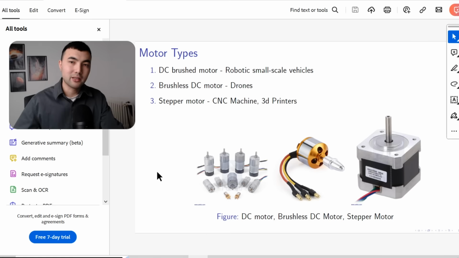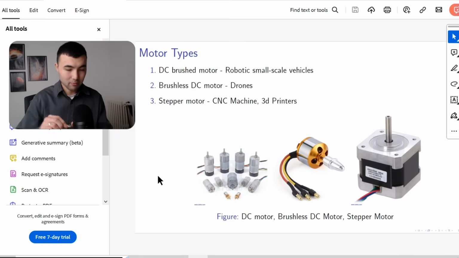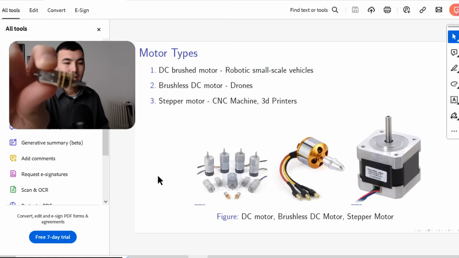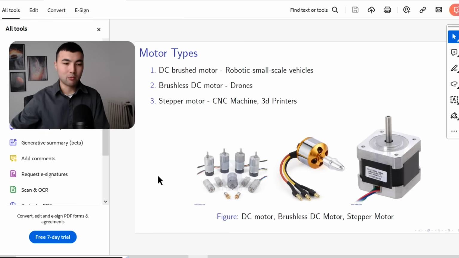So in the market, if you search on the web, you can find different kinds of motors. But in robotic applications, we usually have three types of motors. So the first motor is a DC motor. So I have a few of them. For example, here I have a very tiny DC motor. Then I have a bigger one, for example, just over here. And this DC motor is usually used in small scale vehicles and simple robotic applications.